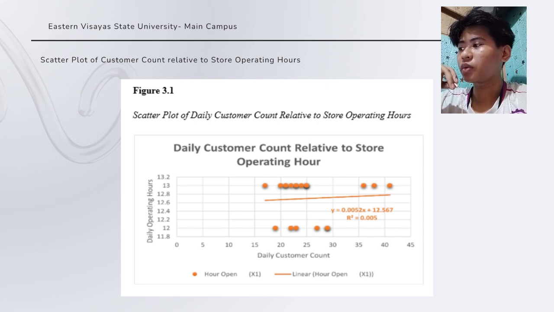However, the data points are highly dispersed and do not closely follow the trend line. So therefore, operating hours are not really considered a strong predictor of customer turnout in the die store.